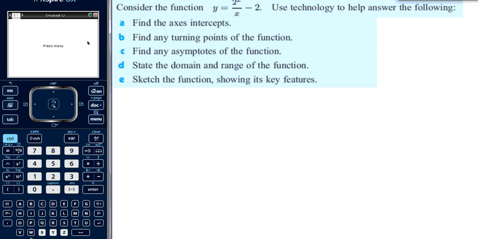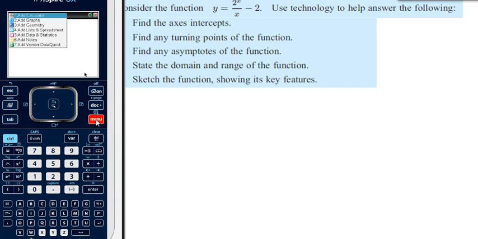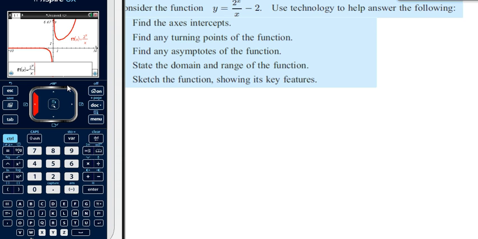Okay, so two examples we're going to look at. We're given this function, and we first want to graph that function on our calculator. So we'll graph 2 to the x minus 2. Okay, so here's our function.